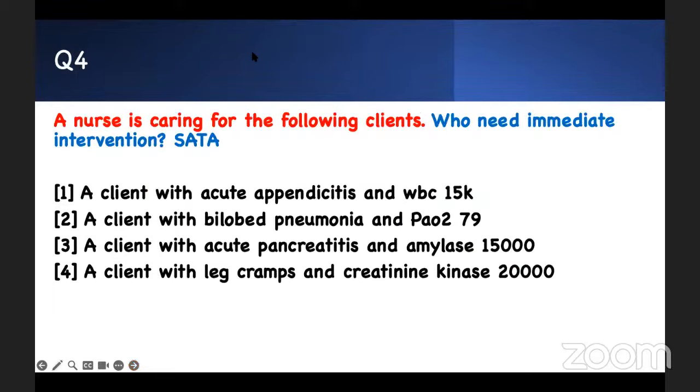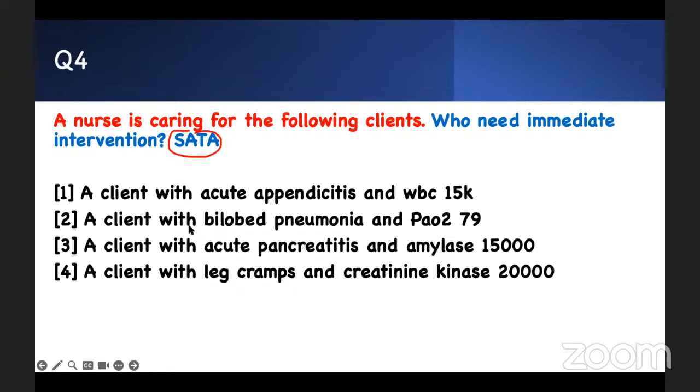Number four. Who needs immediate intervention? You can't go along without prioritization. I put select all that apply. It's a trap. There may be only one answer there.